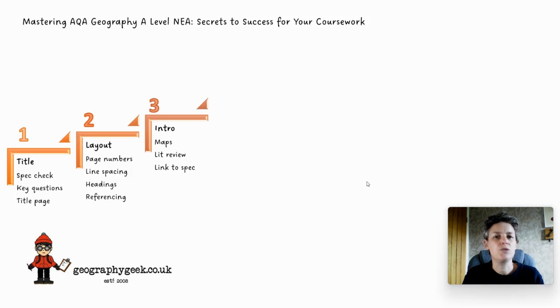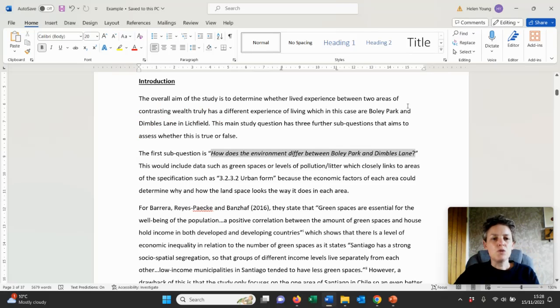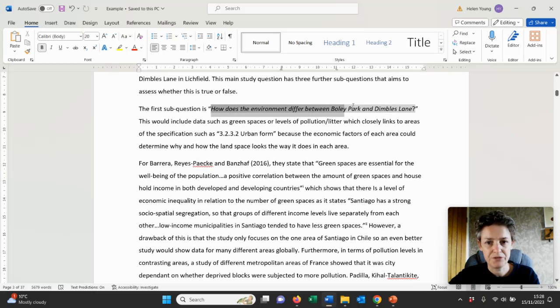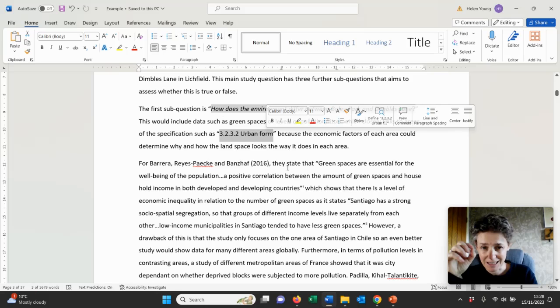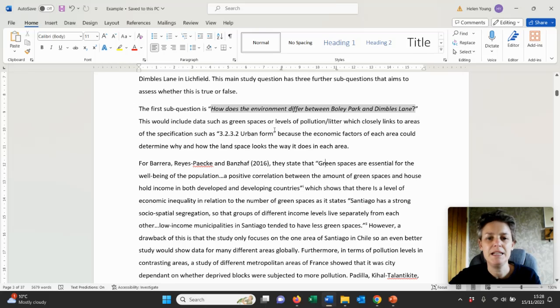So let's have a look at what this looks like in practice. So I've got an example NEA here, and we've got a clear heading that says introduction. I can see it's 1.5 lines spaced. Brilliant, looking good so far. We start with the overall aim of the study, which is quite nice, and it's telling me that there's 2 localities within a city that we're going to look at. And then we've got the sub-question. So the first sub-question is here. And this person has linked it to the spec. So they've picked out the spec, they've found the exact wording in the spec. But what they've also done is they've not just linked it, they've explained it. So they've said how it links to the spec.